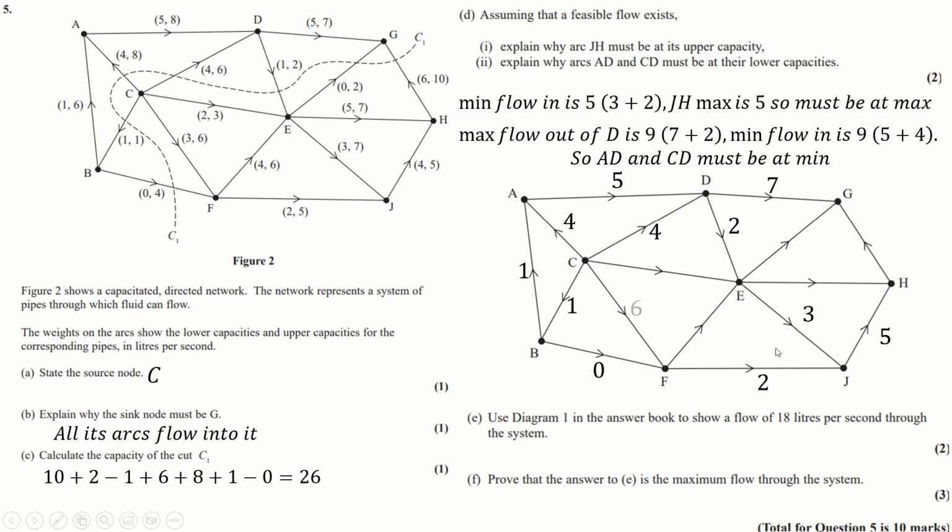I can't remember what I thought to do next. I put a 6 here. Why have I done that? Well, because, and let me very quickly work it out on the fly, there are 2 more units leaving F than there are currently entering it.